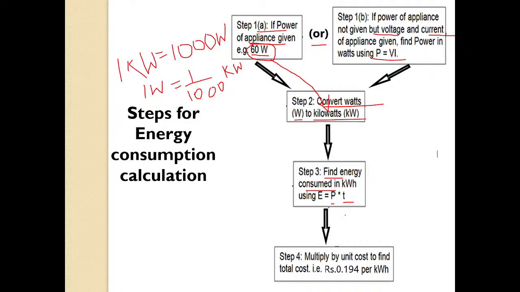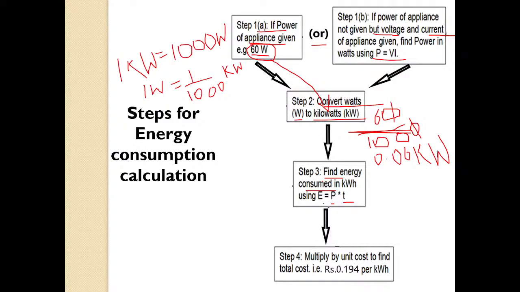So for example, if it is 60, write 60 by 1000. The zero will be cancelled. You will get 0.06 kilowatts.